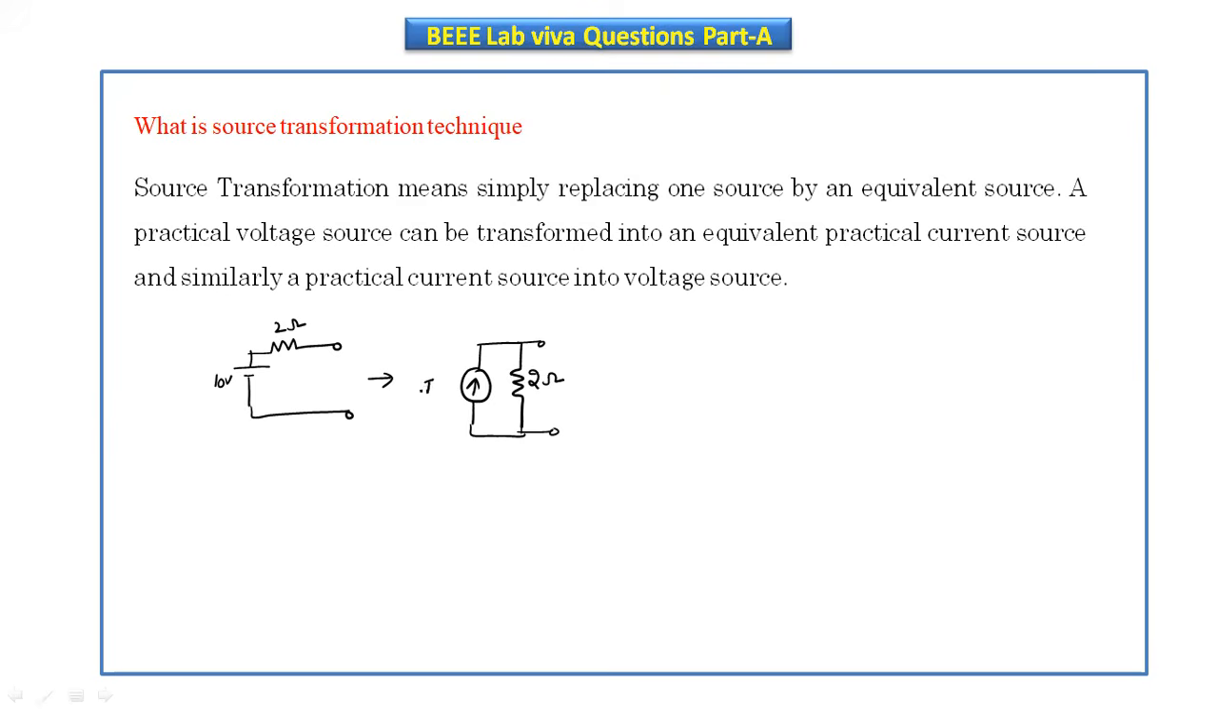If we want to find the current source value, I is equal to V by R, with V equal to 10 and R equal to 2. If we calculate this, we get 5 amperes. So this is voltage source to current source. If we want to go from current source to voltage source, V is equal to I into R, which we use to find the voltage source. This is about the source transformation technique: converting one source to another source is called the source transformation technique. In this example, we have converted a voltage source to a current source.